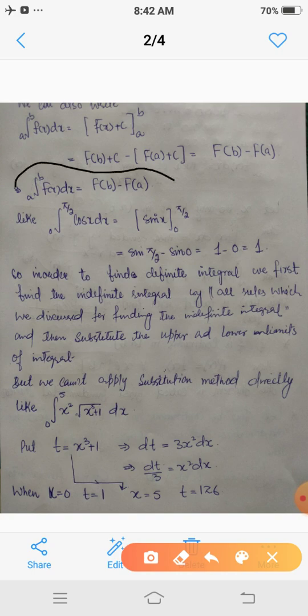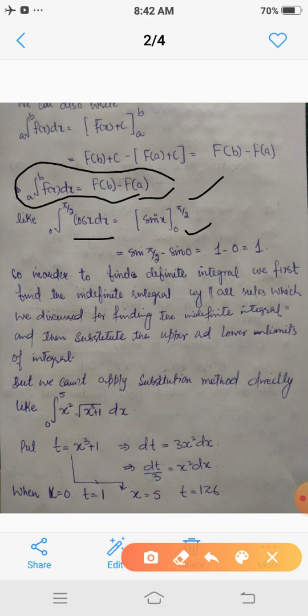So if you have to find a definite integral, you first need to find the indefinite integral, or antiderivative. For example, if we have the integral from 0 to pi by 2 of cos x dx, here small f x is cos x, and the antiderivative, that is, the integral of cos, is sine. Here the lower limit is 0 and the upper limit is pi by 2, hence its value is the upper limit minus the lower limit, that is, sine pi by 2 minus sine 0, which is simply 1.